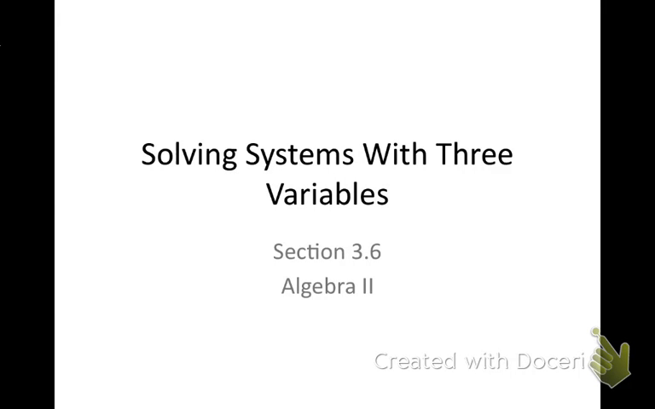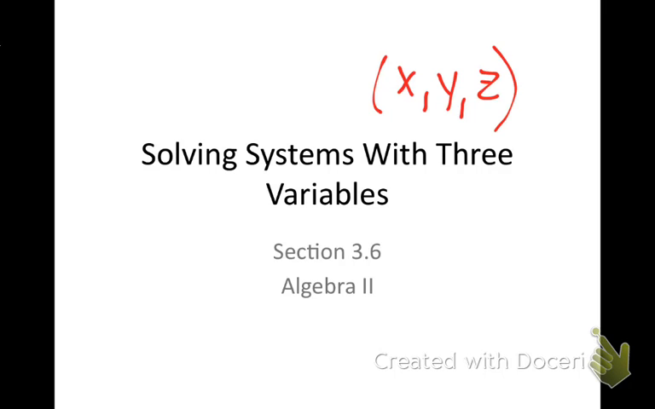We're going to talk about solving systems with three variables now. So section 3.6, last section of the chapter, and it's solving systems with three variables. Our answers today will be x, y, and z. We're going to be solving systems and get an ordered triple for our answer. Very similar in a sense to solving systems with two equations, just a lot more work, really.